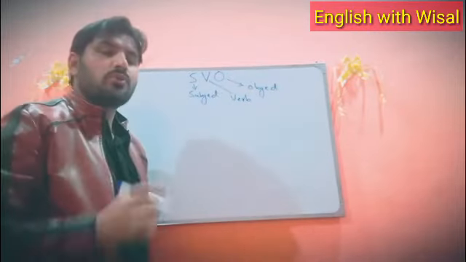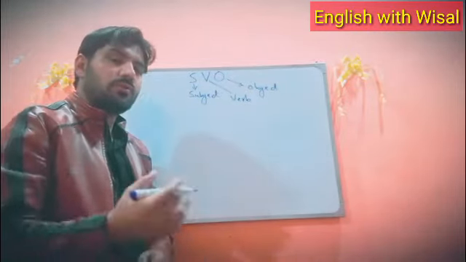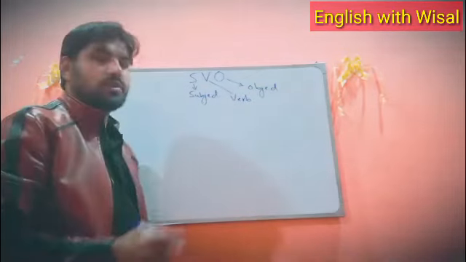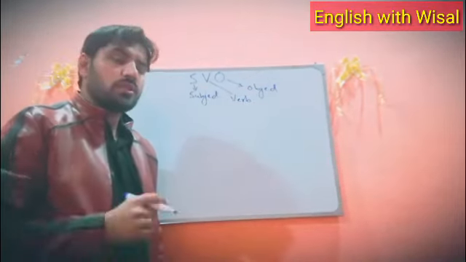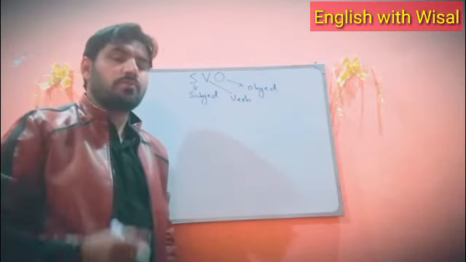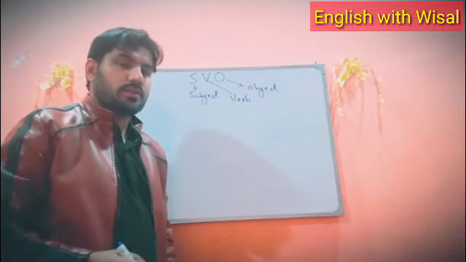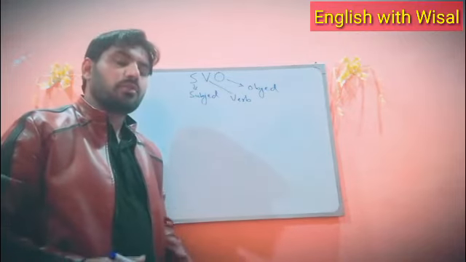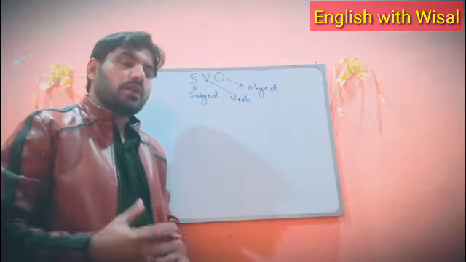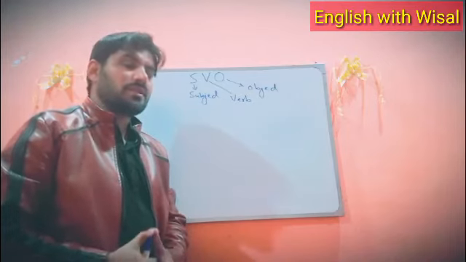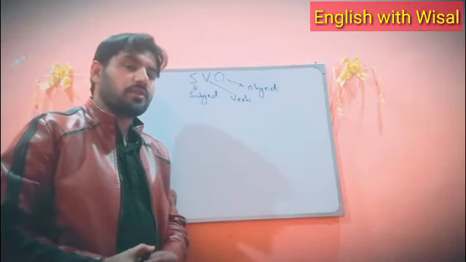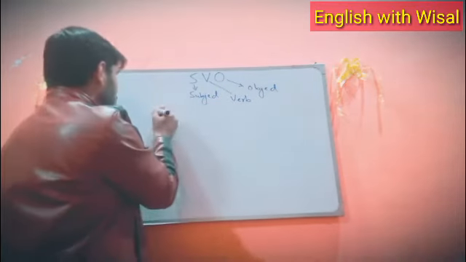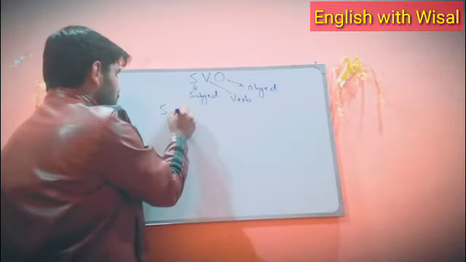Now you will understand one by one what subject is, what verb is, and what object is. Because these three things are very important for writing sentences. The object is optional, but the subject and verb are linked with one another. Whenever we make sentences, there must be a subject and there must be a verb. So let's start. The first one is subject.